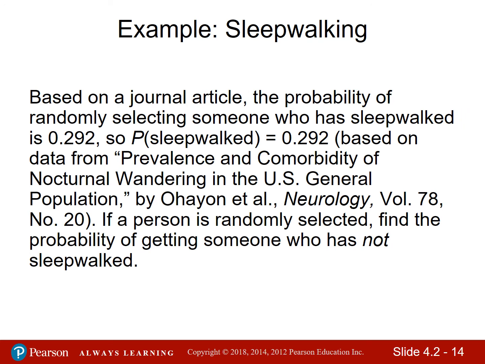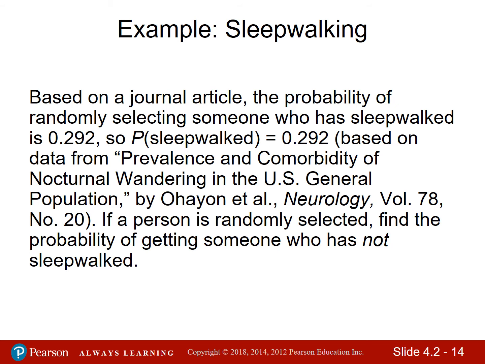Now let's take a look at this. This is an example, sleepwalking. Based on a journal article, the probability of randomly selecting someone who has sleepwalked is 0.292. So the event is sleepwalk. P of sleepwalk is 0.292 based on data. Now, if a person is randomly selected, find the probability of getting someone who has not sleepwalked.